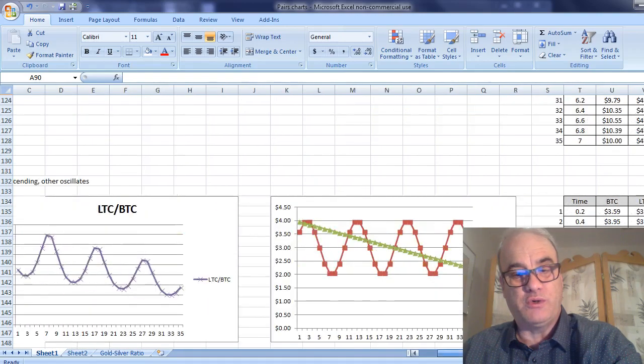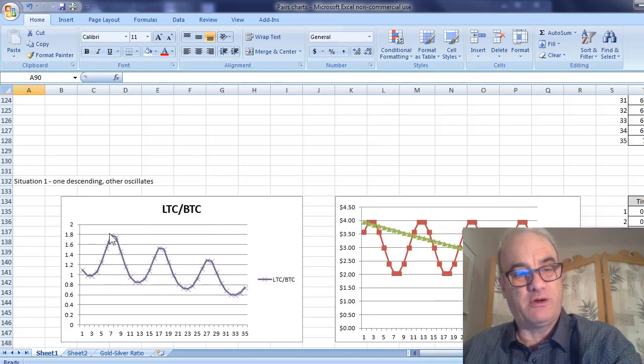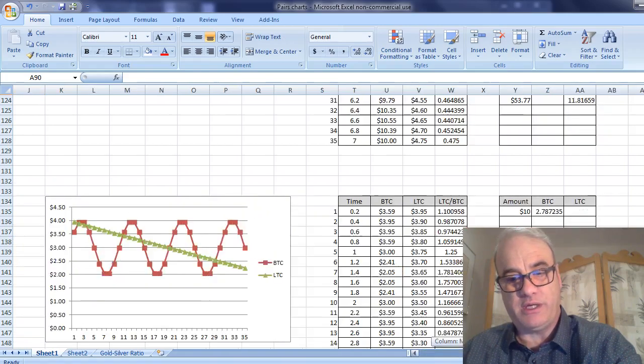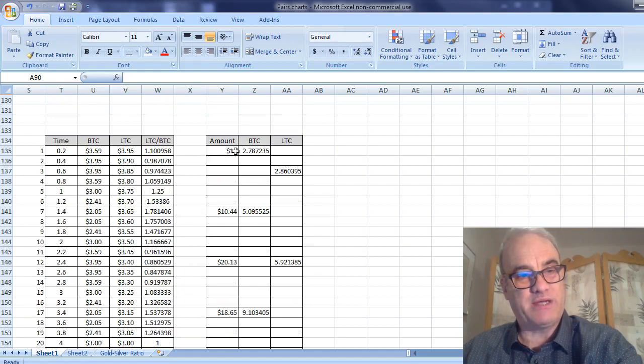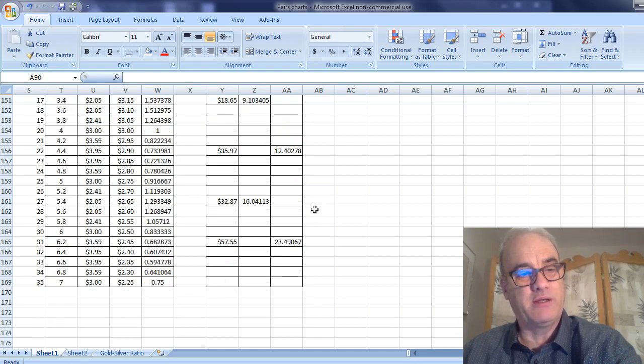Okay, so I go to my next one. So here I have this thing again is descending, and we're going to see if we can make money here. Okay, we apply the same principles. We're converting to Litecoin at the bottom, writing Litecoin up, converting into Bitcoin, and writing it down. And then we just keep switching back and forth. So here's the results. I start out with $10. I buy into Litecoin, and I just go through the same process. I won't do it again.